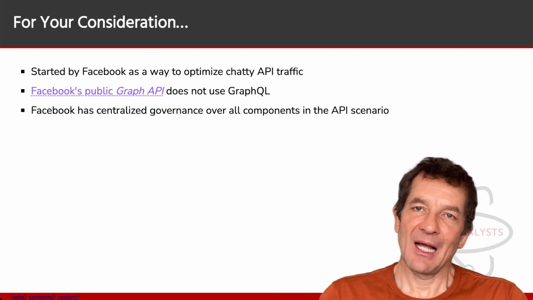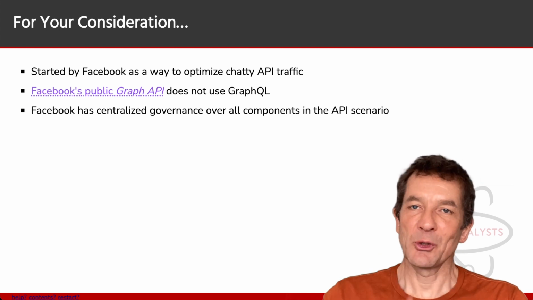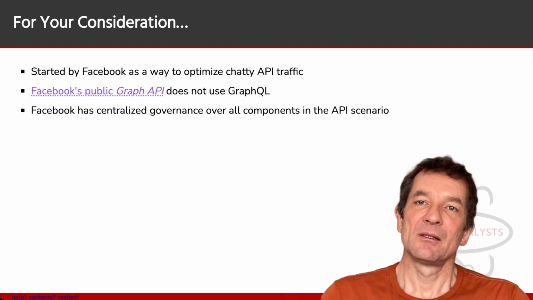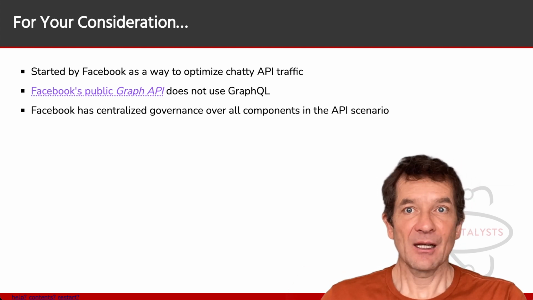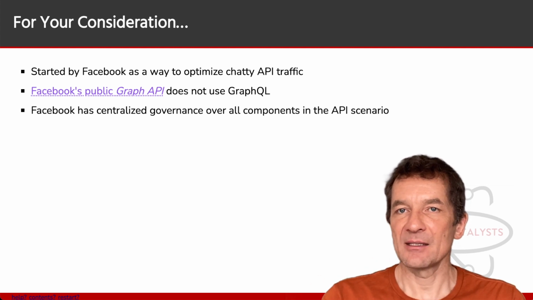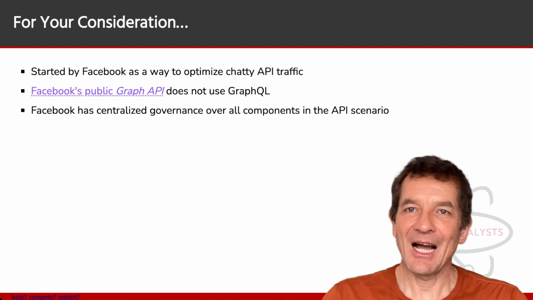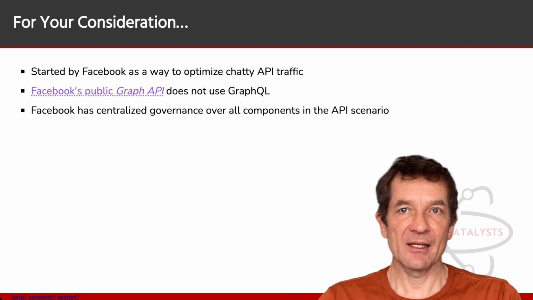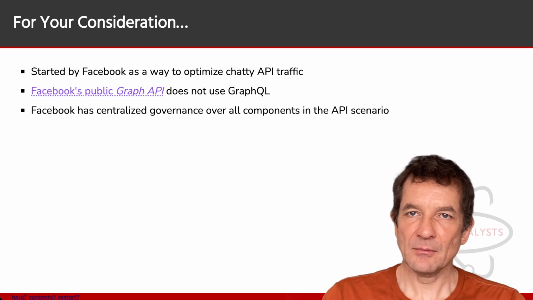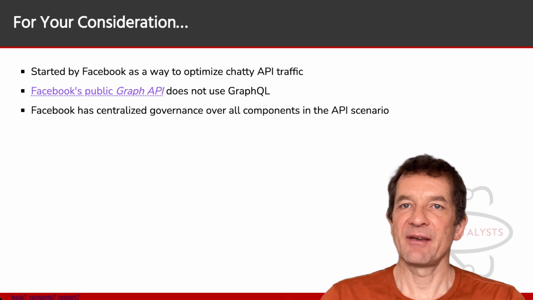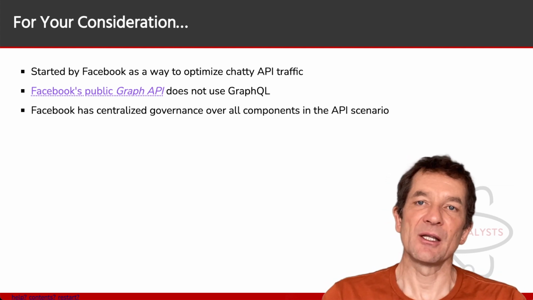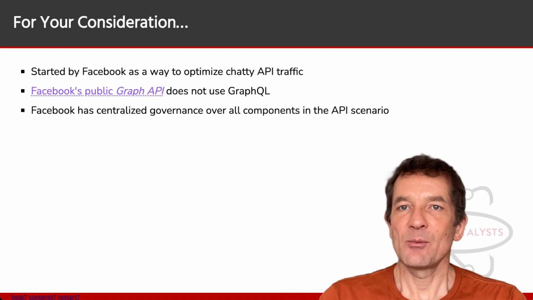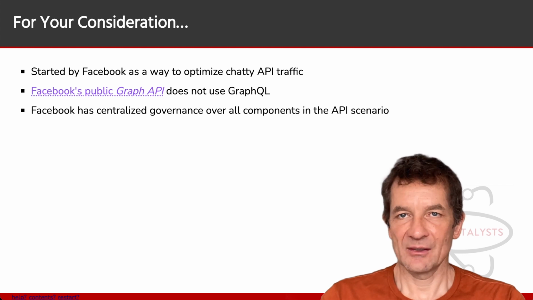When you look at GraphQL, how it originated, I think it is important to know and to consider that Facebook created GraphQL to improve the way their clients communicate with their backend. Even today, Facebook uses GraphQL only for the communication between their clients and their backend. There is a public API that Facebook has that everybody can use, but this API, interestingly, does not use GraphQL.